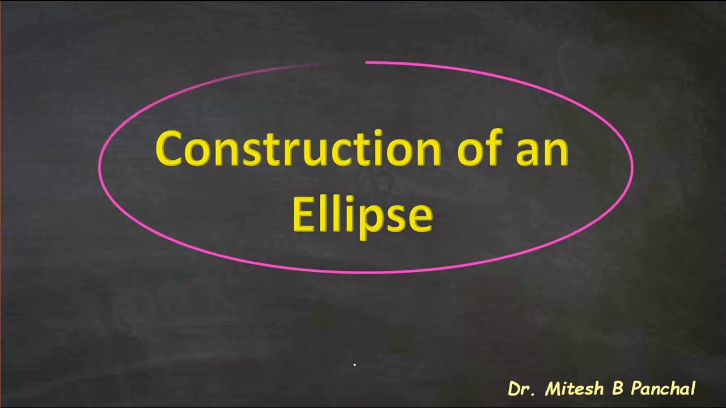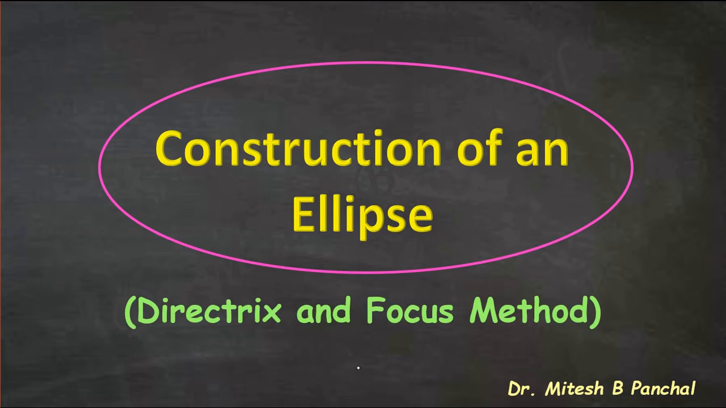In continuation with the construction procedures of an ellipse, in this particular session, we will see the construction procedure of an ellipse by directrix and focus method. Directrix is nothing but a fixed straight line, while the focus is nothing but a fixed point.